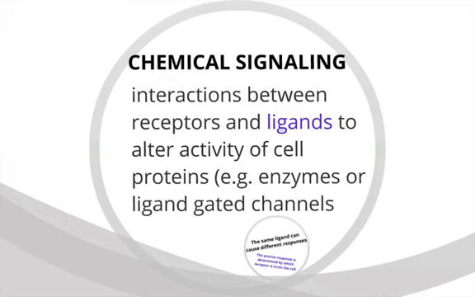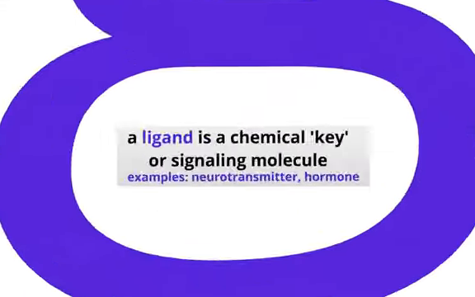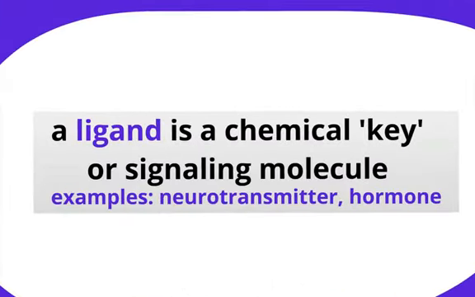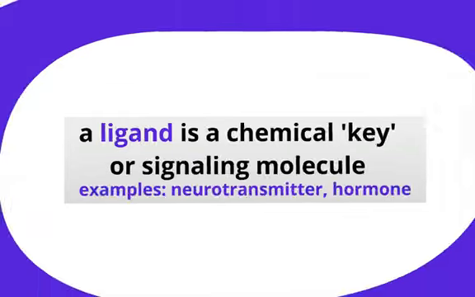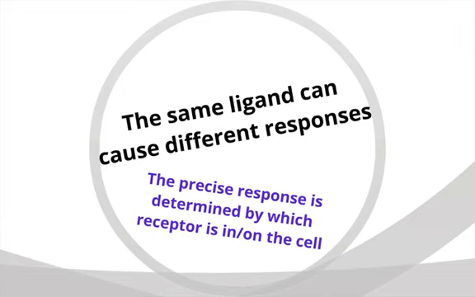But before I dive too far into this, let's figure out what exactly a ligand is. Notice ligand is blue. We're going to dive inside there and look at it. A ligand is a chemical key or some kind of signaling molecule that alters a receptor in the membrane of a cell in some way. Great examples of ligands would be neurotransmitters or hormones. So think of it as a chemical key that starts up some sort of engine in the cell. The same ligand can actually cause different responses, and the way that happens is by having different sorts of receptors on the cell.